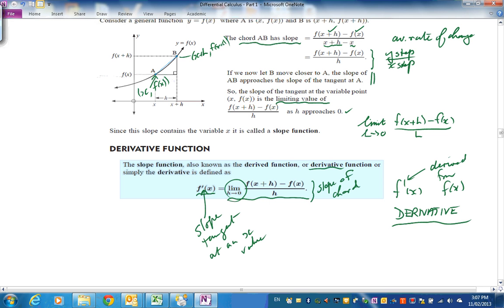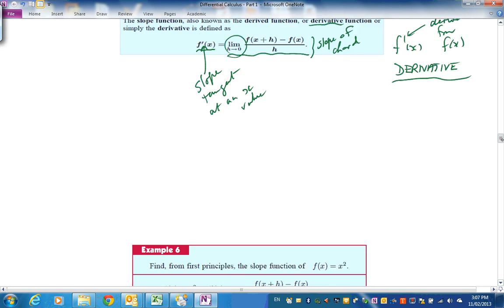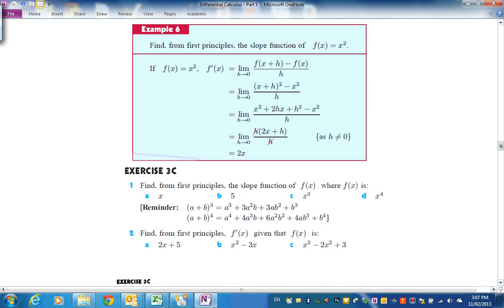Let's do an example. Okay, so Hayes and Harris here. I've done this in a different order, so we're starting with 3C, not with A and B. Presentation is going to do it differently. So from first principles, find the slope function of f of x equals x squared. You always start off with this, and remember it's first principles. So you start off always, this is mandatory, with this slope expression here. You must always put in the limit as you simplify it.